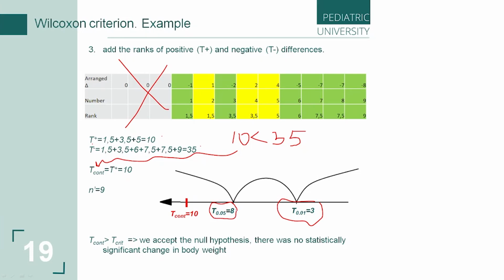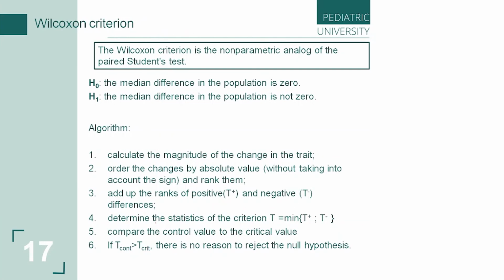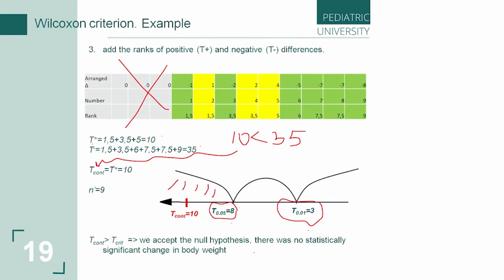We should compare our control number with these critical numbers on different significance levels. So our control value is 10, and 10 is more than both of these numbers. So it lies in the area to the left, which is the area of insignificance. So we accept the null hypothesis, as we said earlier. If our control number is more than critical, there is no reason to reject. We must accept the hypothesis.